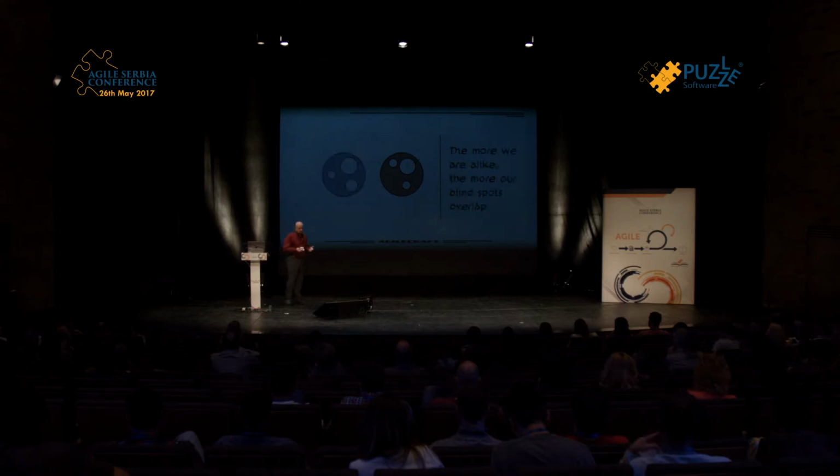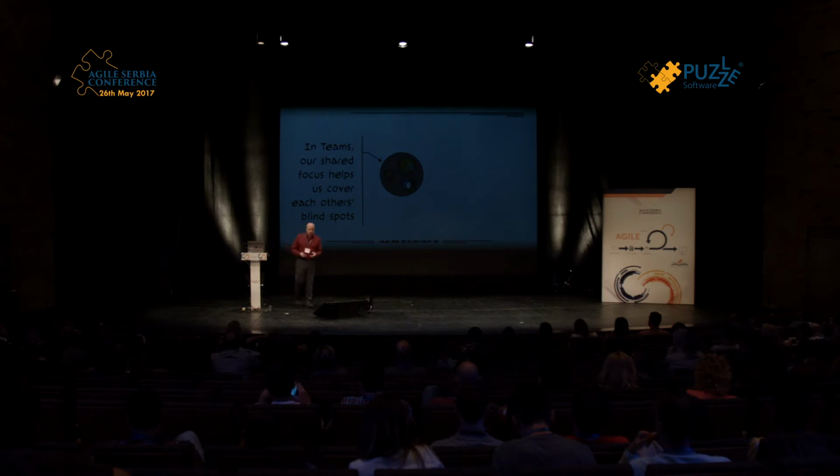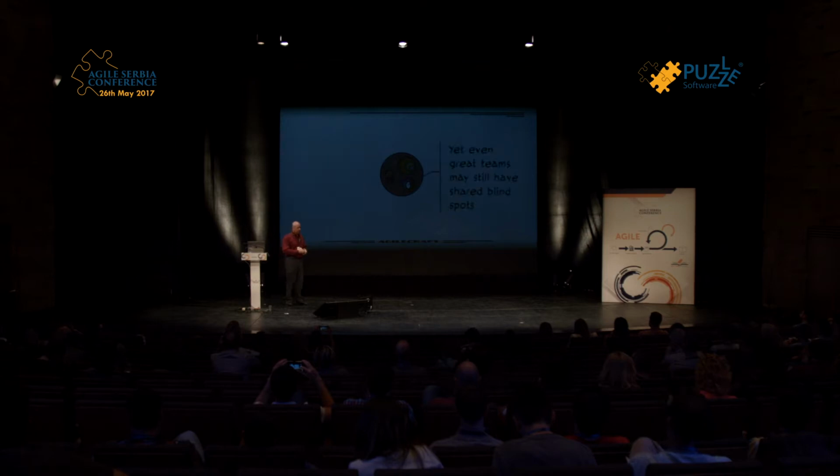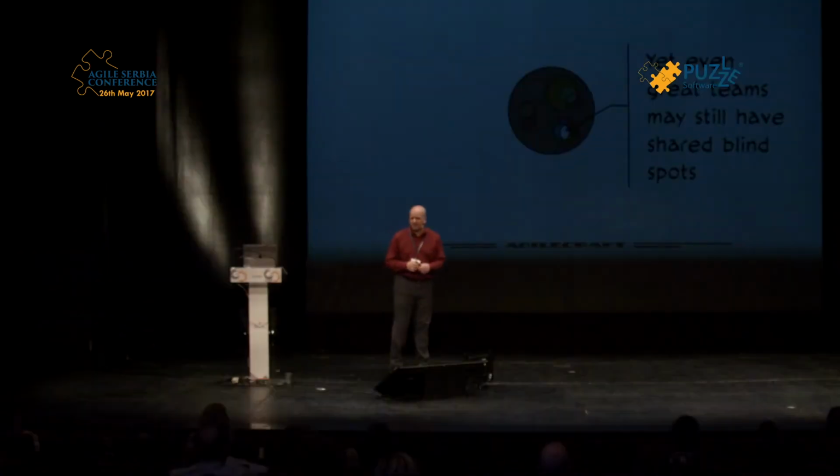Now, if we combine, some people, if we are alike with another person, that means it's very likely that the blind spots we have overlap. Pretty simple so far. The more people we add to this question, like in a teamwork, the more those blind spots overlap, or don't overlap, and we help each other to solve. But even these teams can have blind spots.